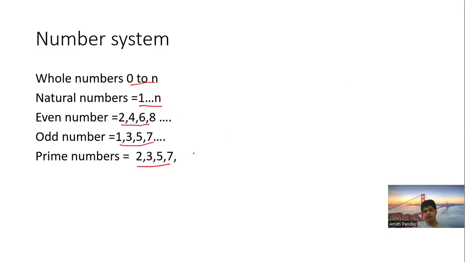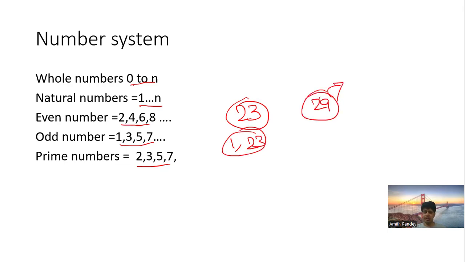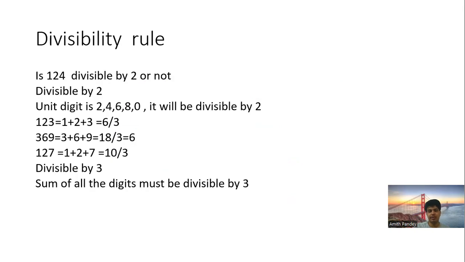Next, prime numbers. Prime numbers are those numbers which have only 1 and the number itself as factors. For example, if I take 23, do I get it in any table? No, obviously not. So only 1 and 23. In the same way, 29. In any particular table, do we get this number? And the answer is no. Thus, these are prime numbers.